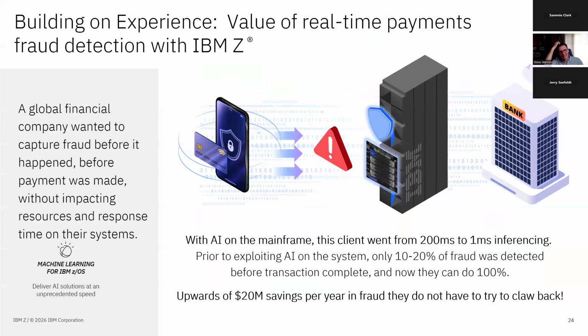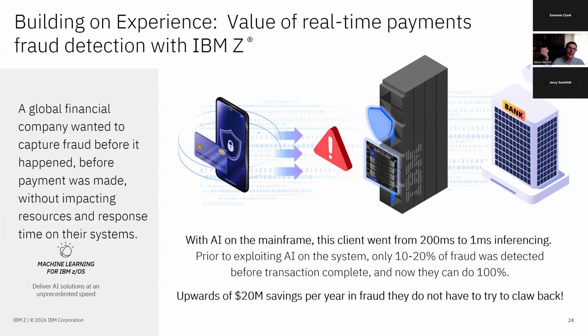So here's the classic one, and we always lead with this one first because it's the one that's the most easily consumable, and that is credit card fraud. A client tried to move their data, tried to move their AI, well, they didn't move it. They actually tried to build an AI solution on-prem on x86.